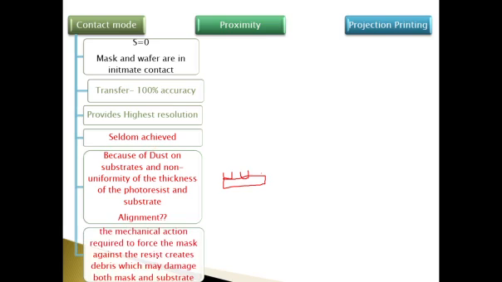So the mechanical action required to force the mask against the resist creates debris which may damage both mask and the substrate. When you try to keep the mask over the photoresist in contact, some amount of force has to be applied to keep it closer. So that will allow damage to both the mask as well as the substrate. That is another problem involved. Now let us see about proximity.